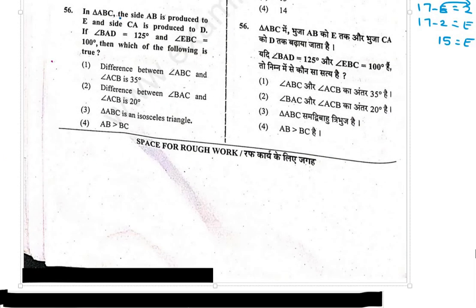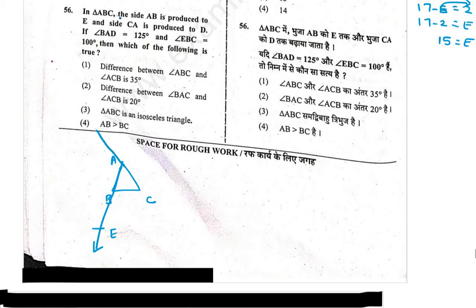Next question, 56th question. In triangle ABC, first draw the triangle ABC. This is triangle ABC. AB is produced. Order is important: A to B, not B to A. A to B produced to E. And then CA is produced, not this side, CA is produced to D.